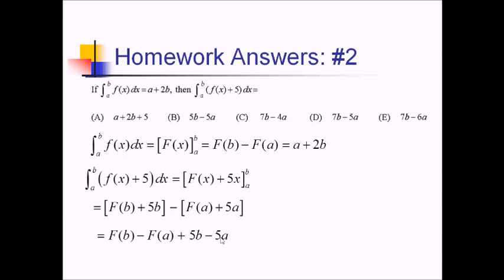So now I again see that this equals this. So I'm going to replace big F of b minus big F of a with just simply a plus 2b. And now I can combine like terms to get one of the answers. So this will be 7b minus 4a, which gives me, let's see, answer choice C.